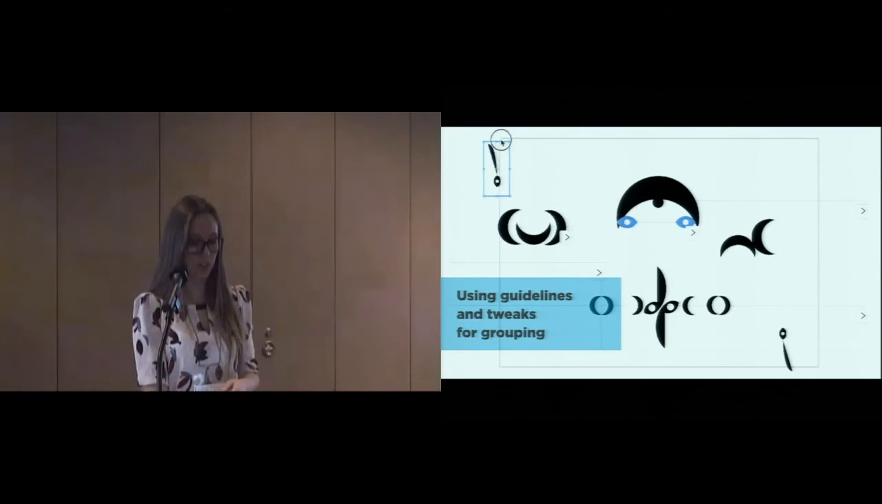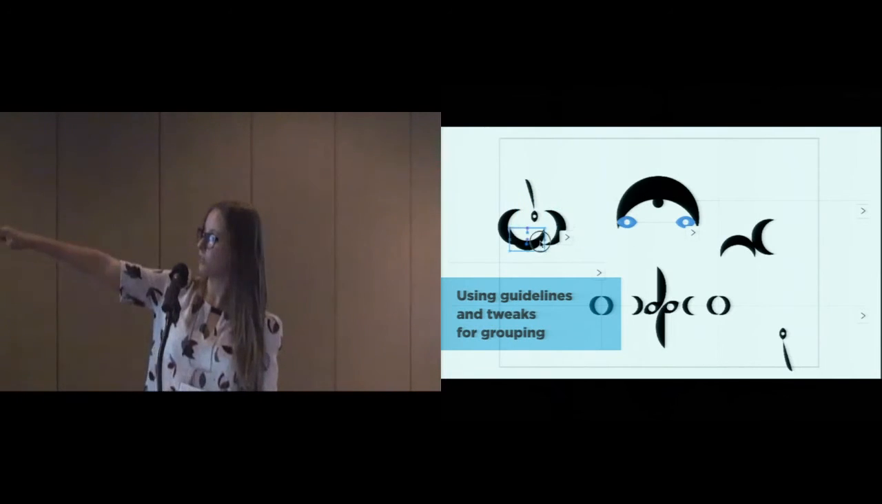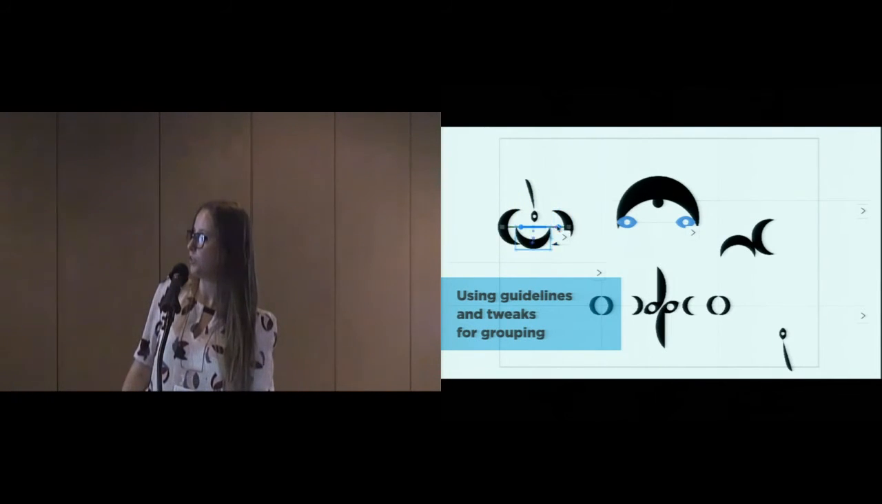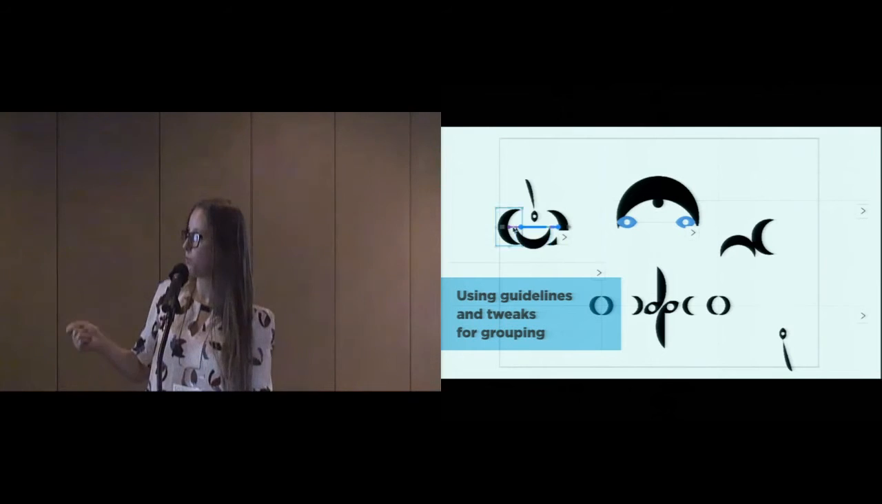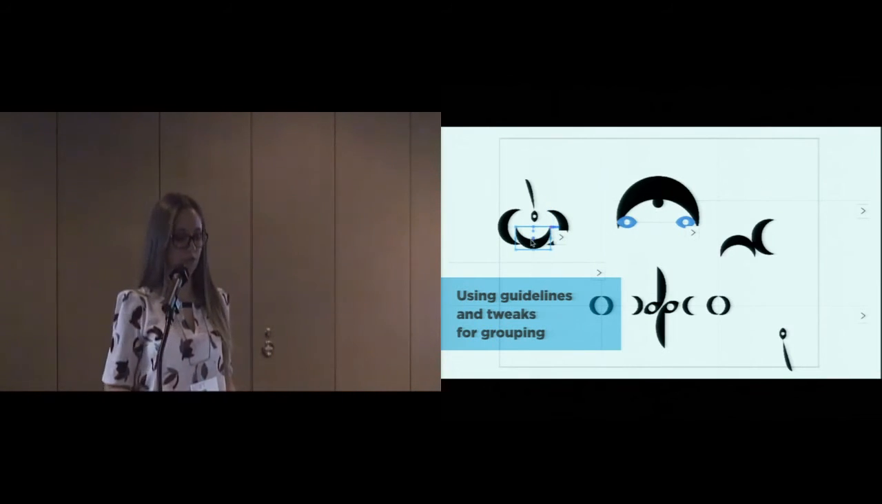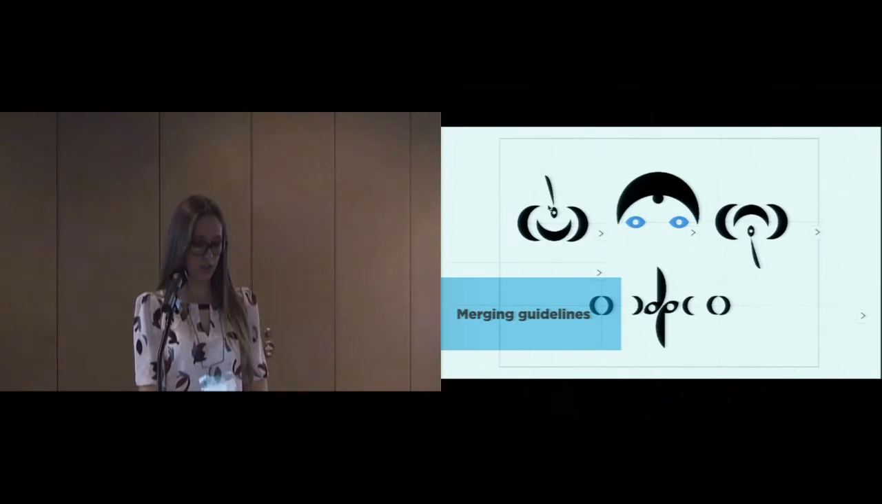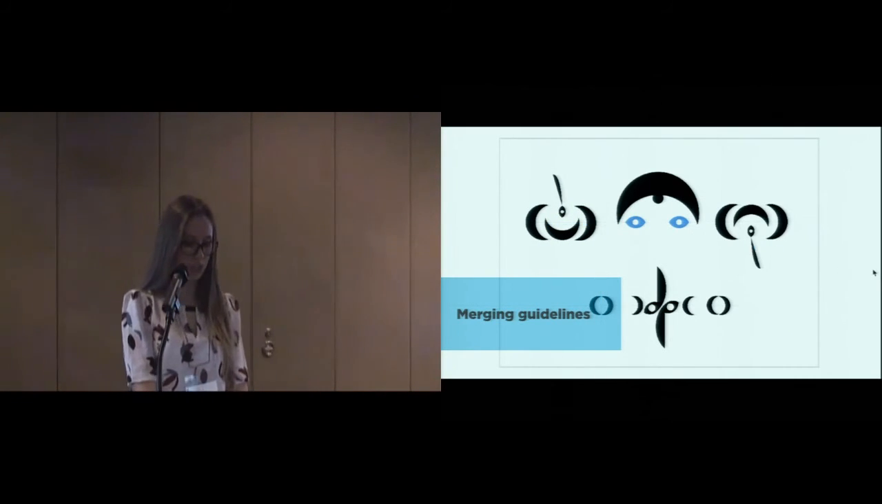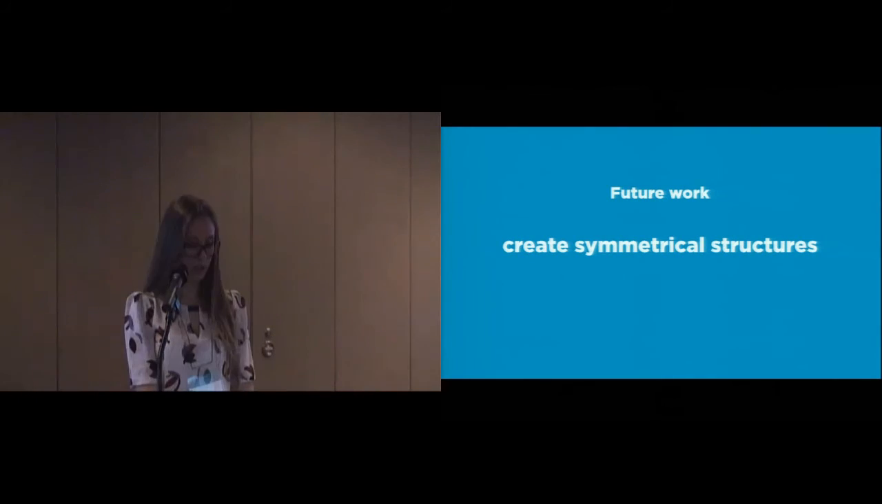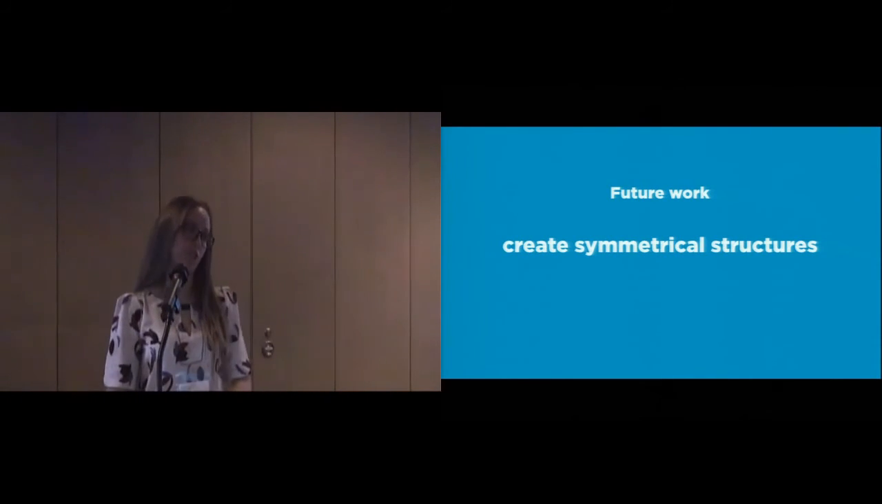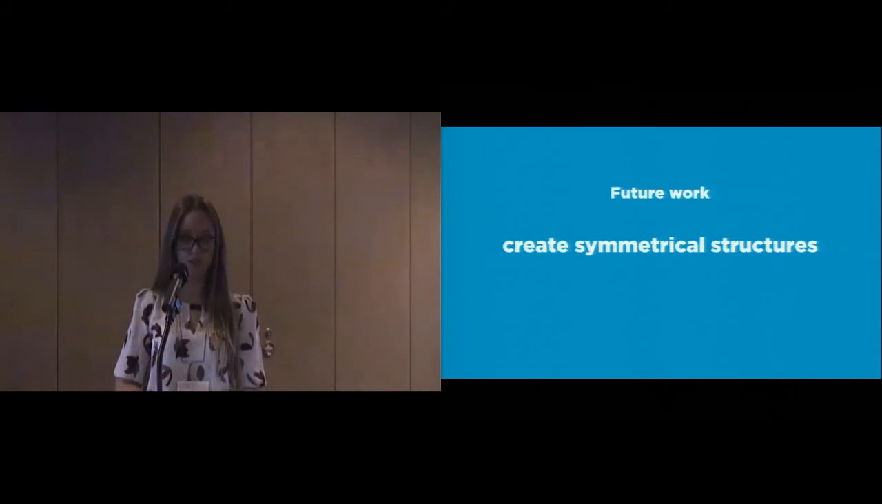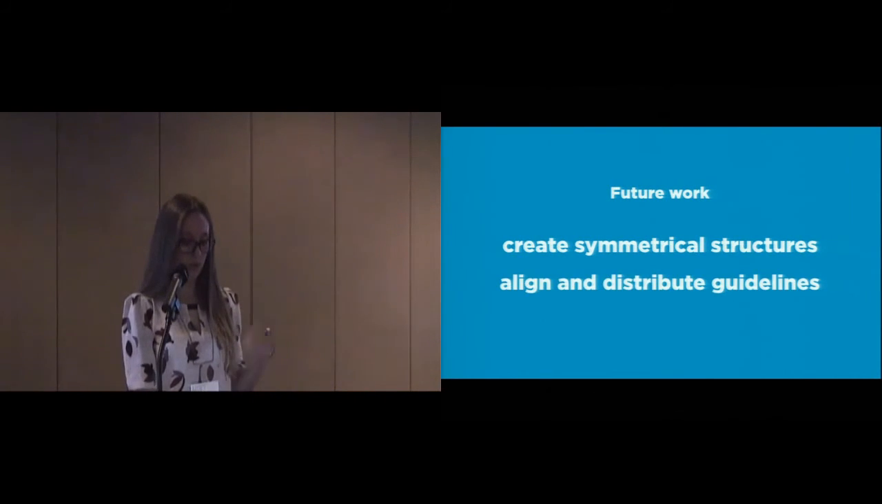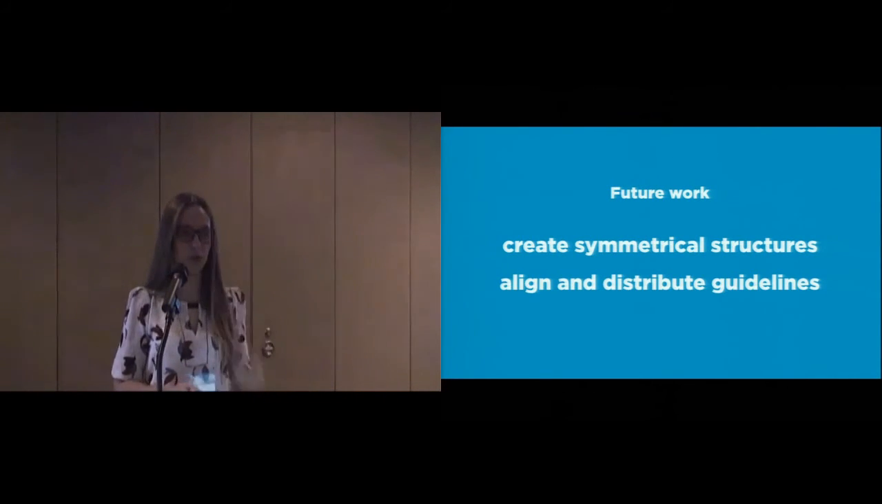So for example, here the participant is using the small guideline on the left and using tweaking also to keep objects grouped even if they were not visually aligned. And here the participant wanted to merge 2 lines, but it was not possible in our prototype. So as future work, we would like to add first support for symmetrical structures and also to allow the users to align and distribute the guidelines.